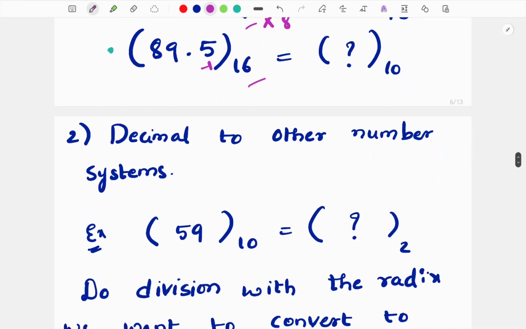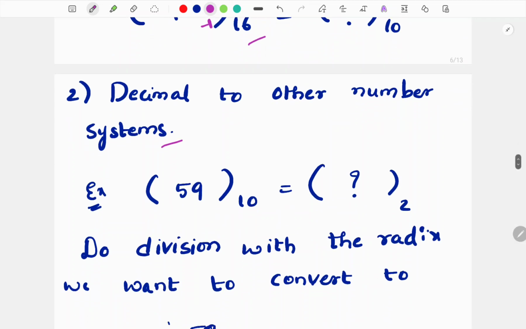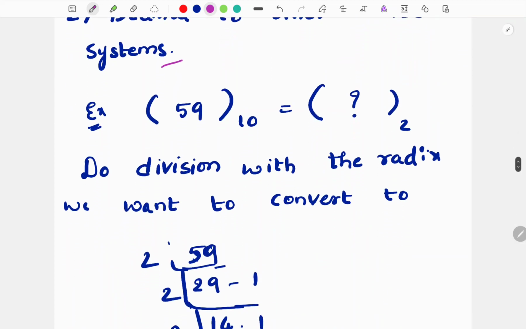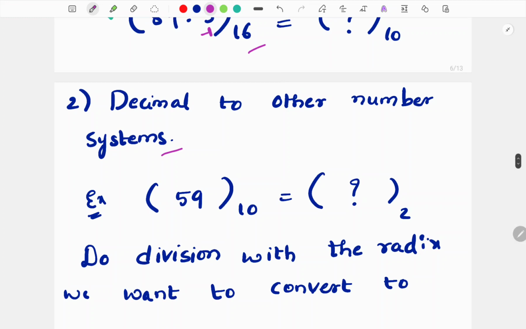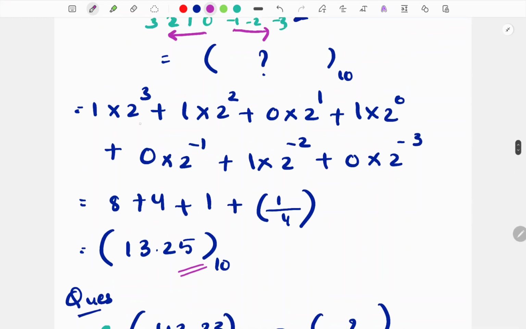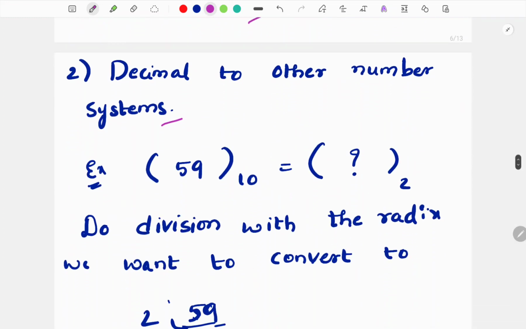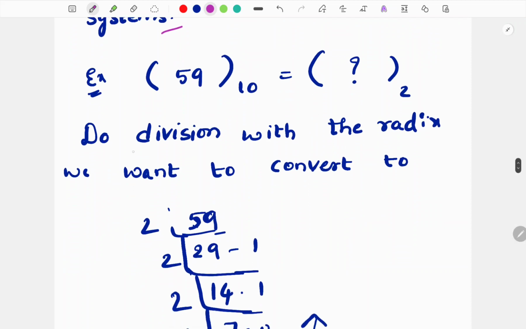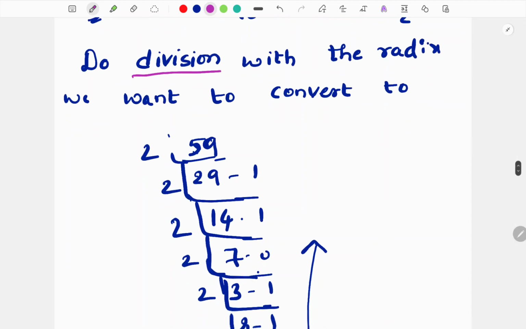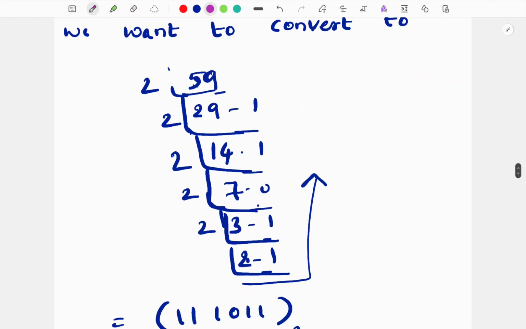Now we'll understand decimal to other number systems. When we converted other number systems to decimal, we had done multiplication. But when we convert decimal to other number systems, we need to do division with the radix, the radix we want to convert to.